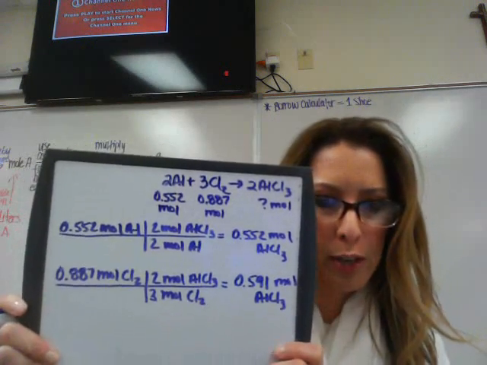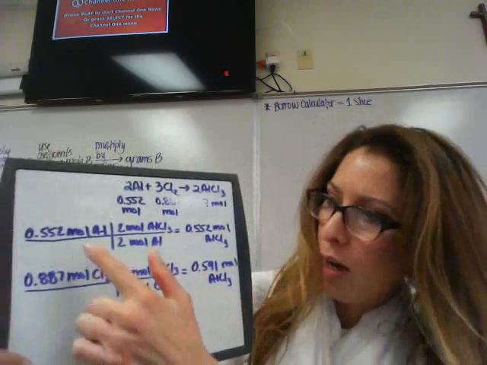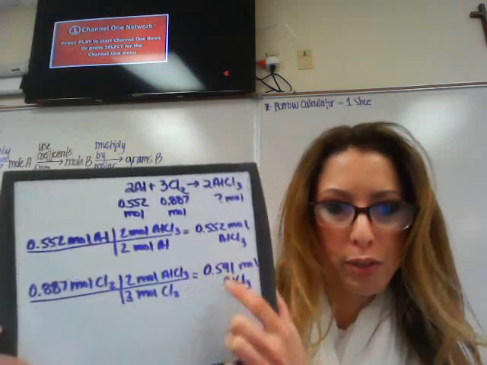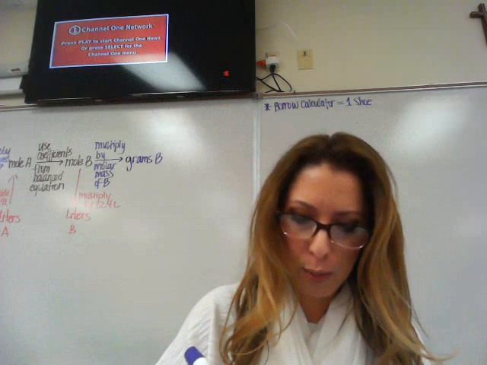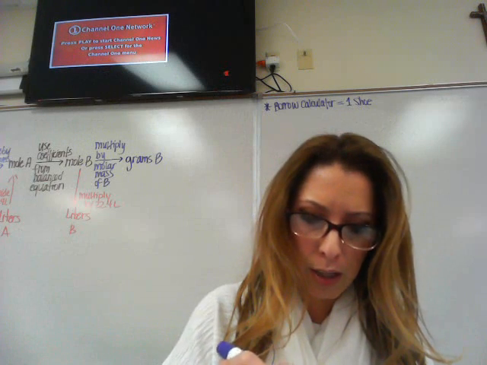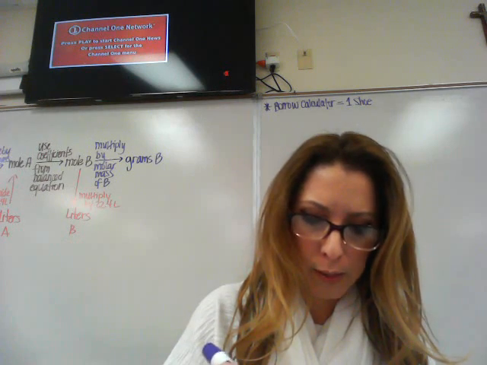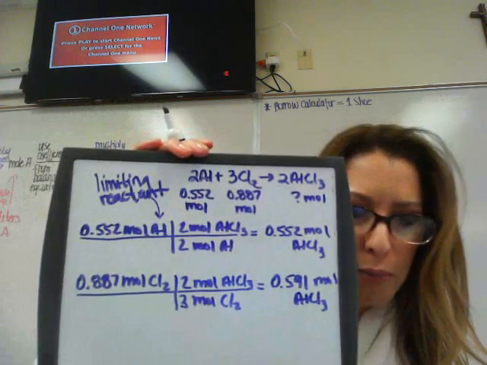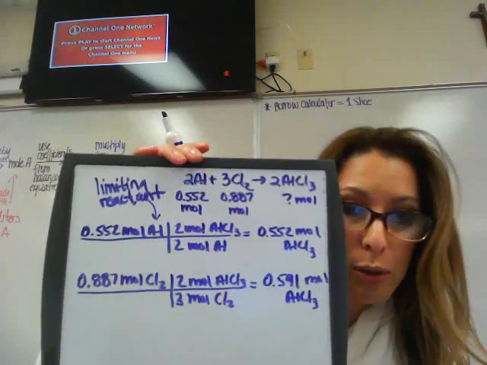Now, which reactant, aluminum or chlorine, produced the least amount of product? Well, it was my aluminum. Aluminum only produced 0.552 moles. That's less than 0.591. So that means the aluminum is my limiting reactant. So I'm going to make a little arrow here, and I'm going to write that this is my limiting reactant. Okay? Since aluminum produced the least amount of product, that least amount of product is known as the theoretical yield. So let's make a little note here.